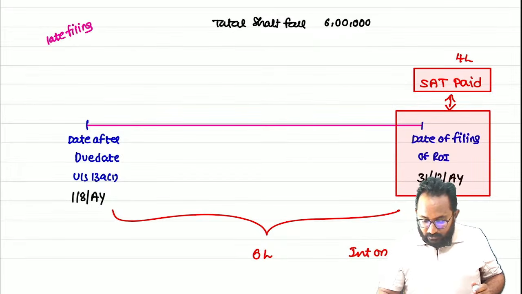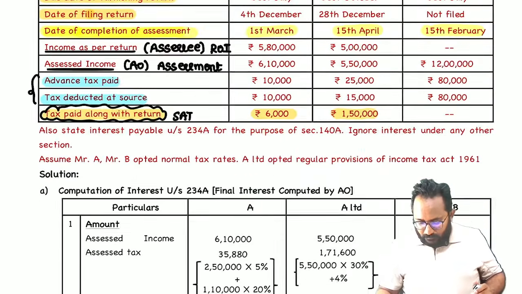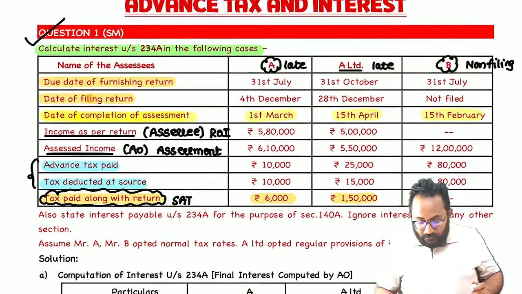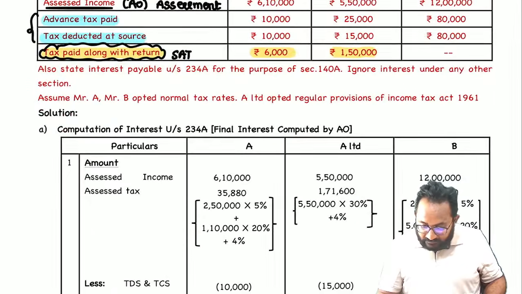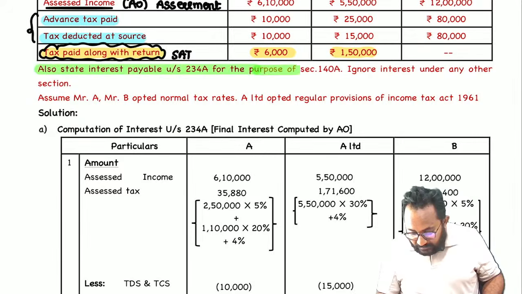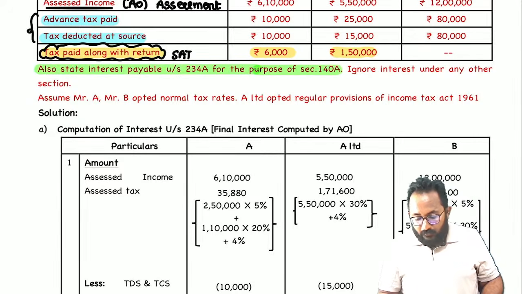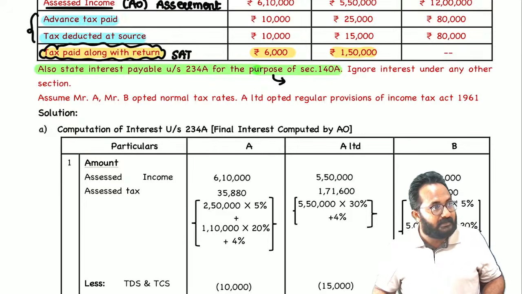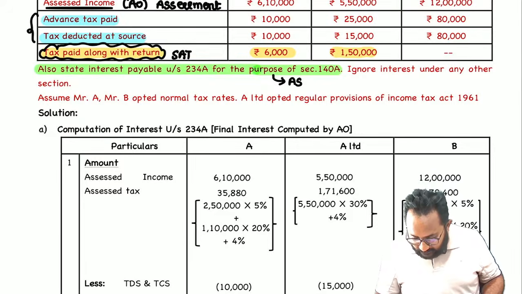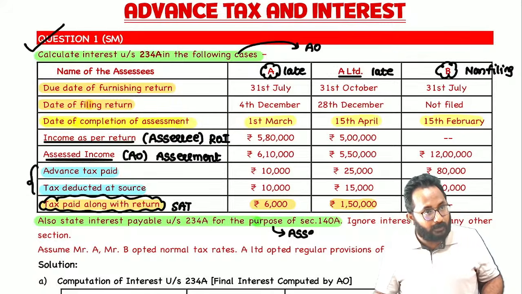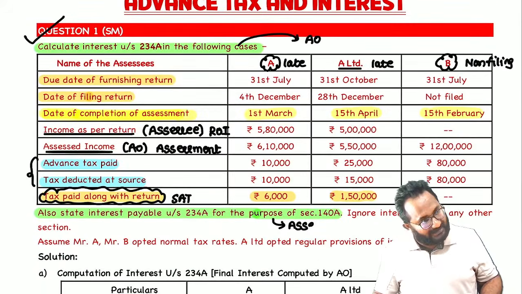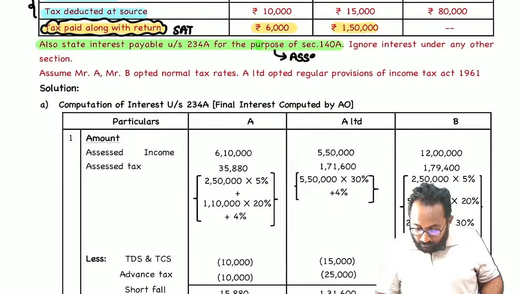Now, here is a very important thing. First they asked to compute that interest directly. Then they are asking, look at the screen, to also calculate the interest for 140A purposes, that means self-assessment. First, they are asking for the AO computed interest, which means the final interest. Then they asked how the SSCs computed the interest also.